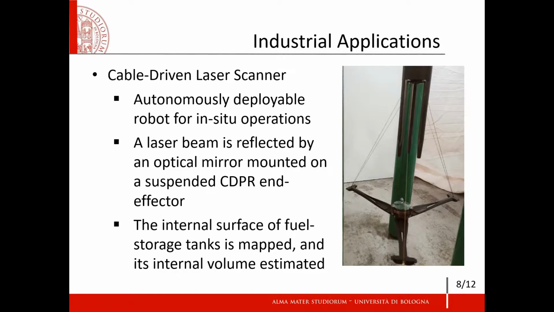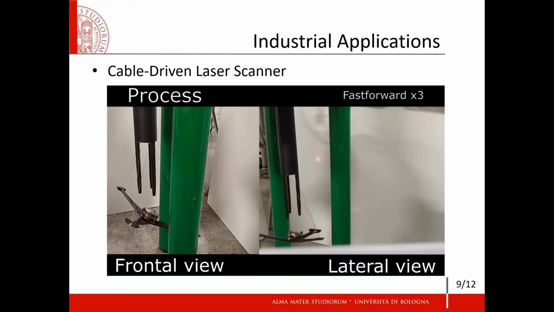A first industrial application of fully actuated cable-driven robots is represented by our cable-driven laser scanner. A mirror mounted on a largely rotating end effector of a cable robot is used to deflect a laser measurement beam. The machine can be deployed on site and it maps the surrounding surfaces, which are then reconstructed with dedicated software.